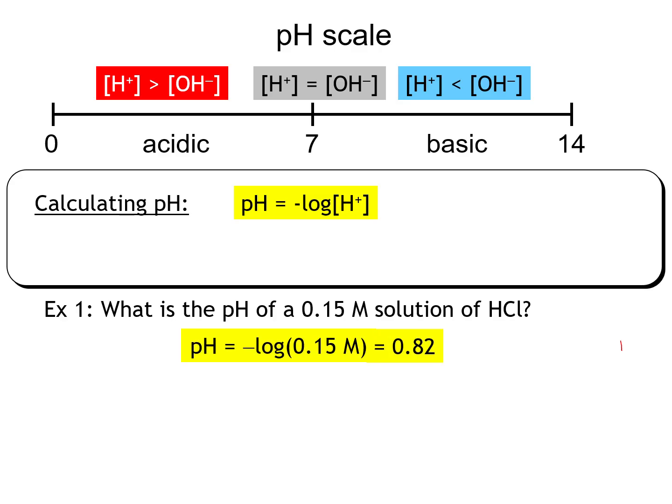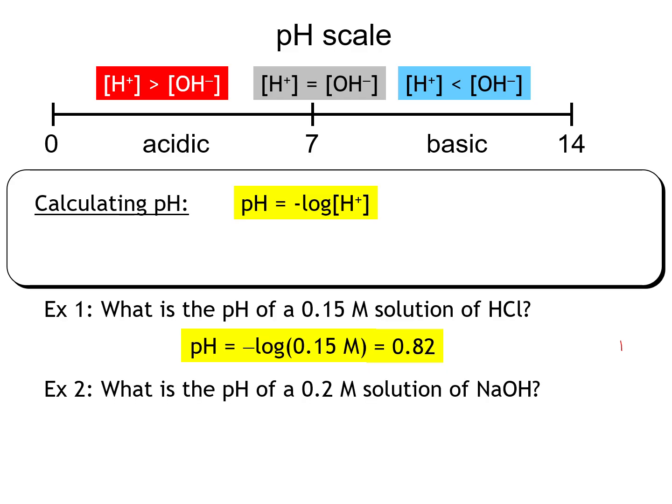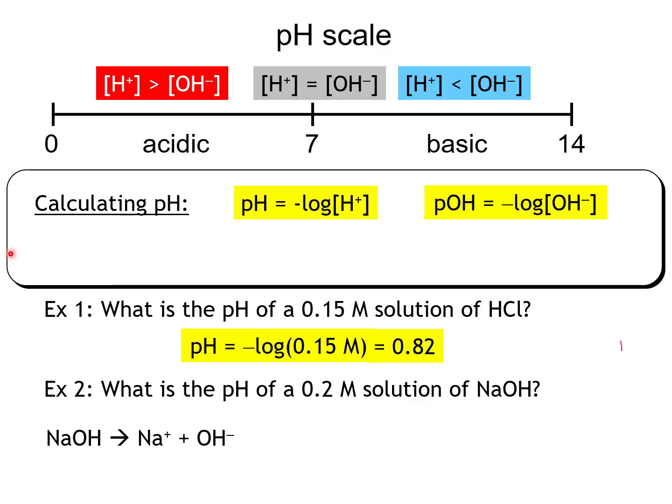So, and we get a pH of 0.82. So next example, what is the pH of a 0.2 molar solution of sodium hydroxide? Now this one does not have an acidic hydrogen on the front, and our pH equation requires that we have a concentration value for the hydrogen ion. So what we're going to use instead is pOH. Now this little p in the front just means negative log of whatever comes after it.